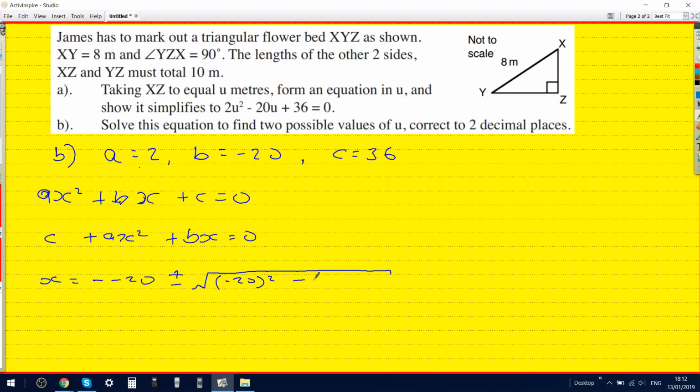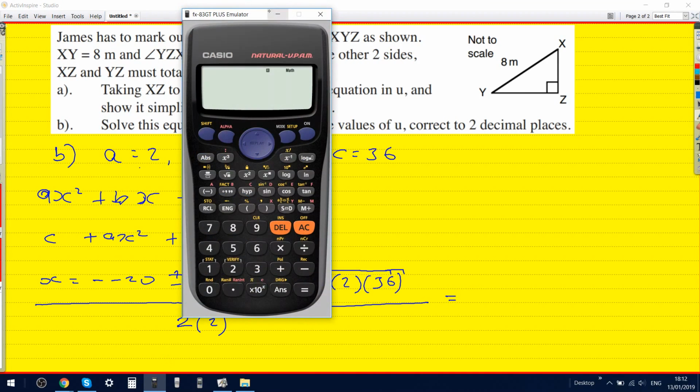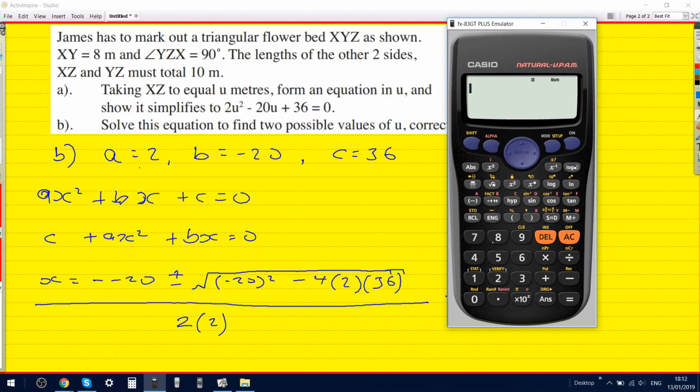Minus 4ac. So 4ac would be 4 times 2 times 36. 288. And then from there it's 2a divided by 2a. So that would be 4 in this case. So we'll simplify that to 20 plus or minus square root of.